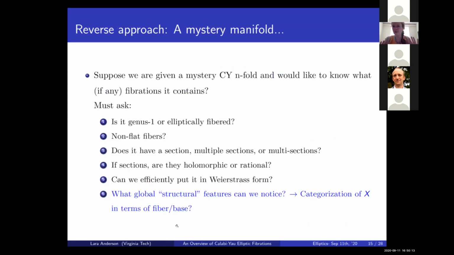But let me take a step back for a second and say again, I'm trying to give you an overview of Calabi-Yaus. I'm talking about Calabi-Yau threefolds because these come with many topological flavors. So why am I going to focus on these fibered guys?